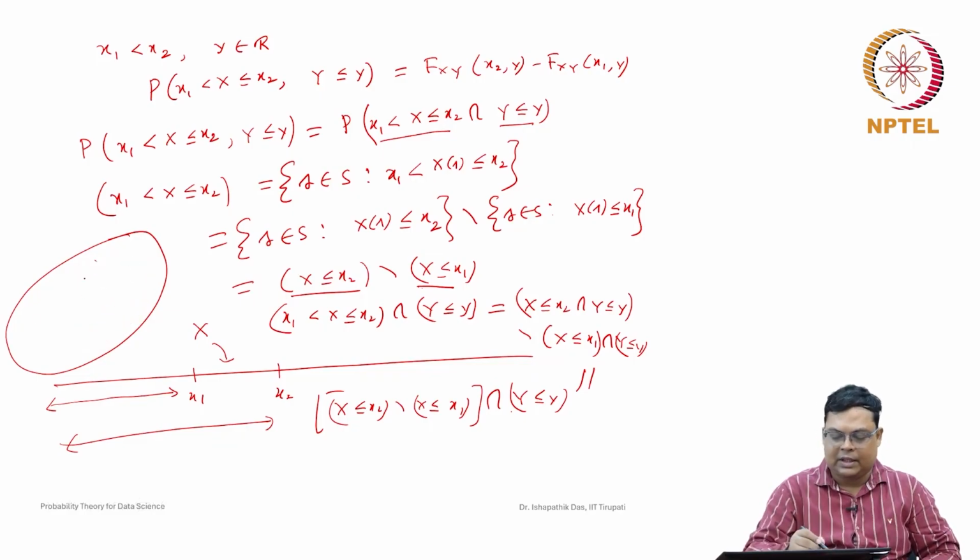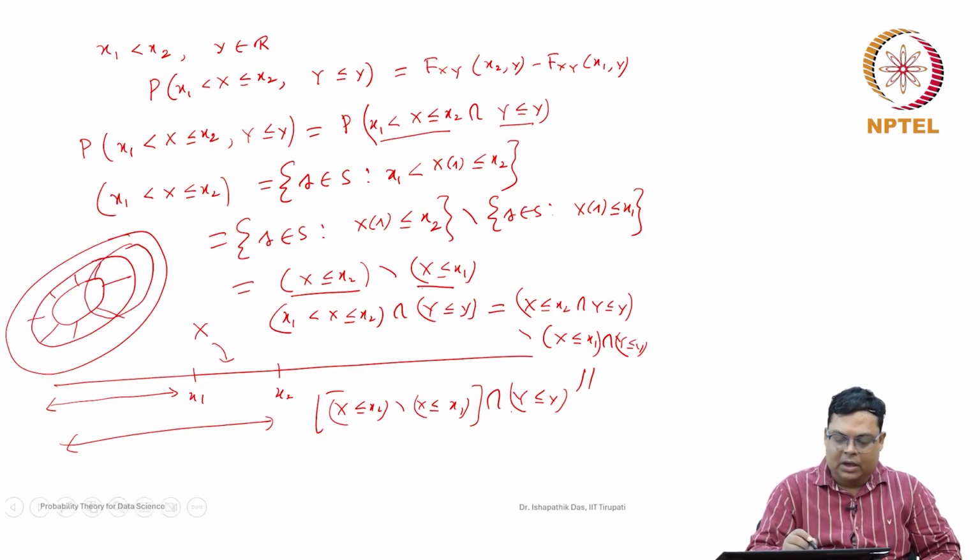See, this is nothing but {x ≤ x2} is a subset of {x ≤ x1}. So, that minus part is nothing but this. Now, if you take the intersection with {y ≤ y}, this is what we will get. This intersection part is nothing but this part only. So, now how will we find that? This set intersection with this set.